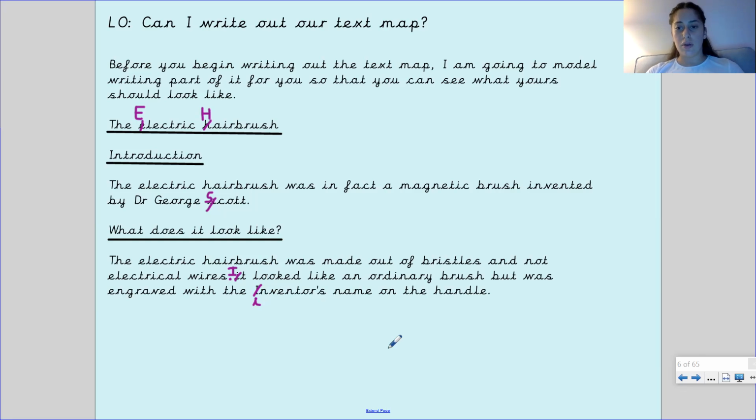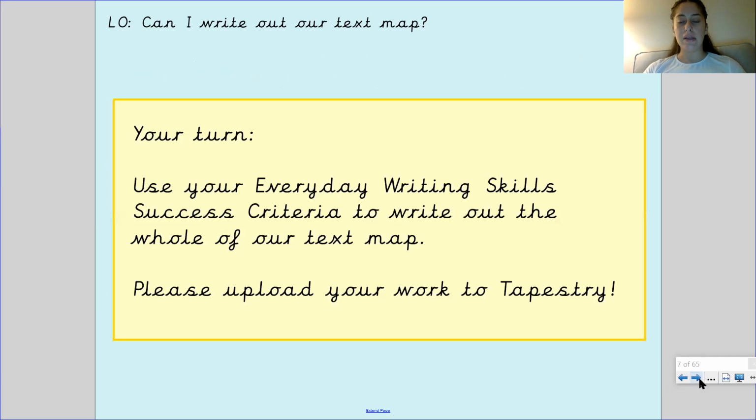So now that I've shown you how to do some parts of the text map, now it's your turn. Use your everyday writing skills success criteria to write out the whole of our text map. Please upload your work onto Tapestry with your neatest presentation.